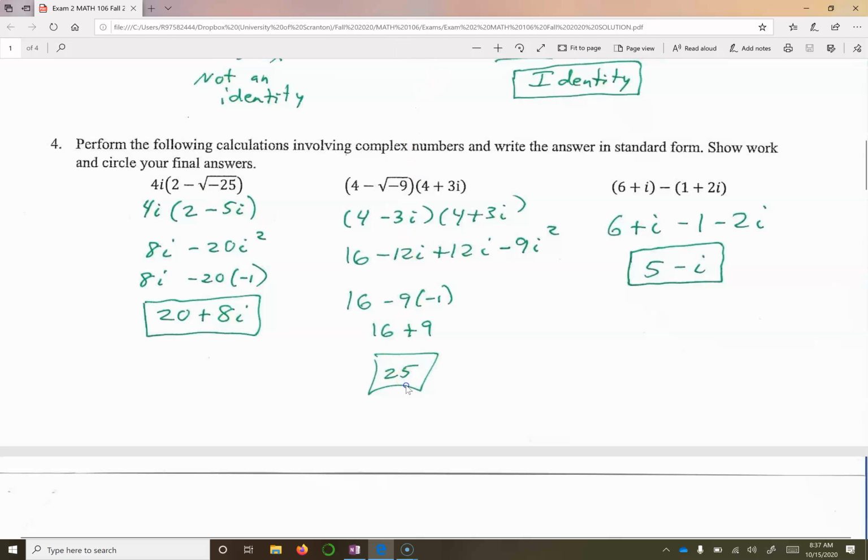This middle one ended up being just a real number, 25. And then the one on the right, again, some of the same people who made this mistake from quiz 1. I'm not asking you to multiply anything here. You're subtracting a quantity, 1 plus 2i, so you're just distributing the negative sign. And then that just becomes a very simple 6 minus 1 is 5, and then i minus 2i is negative i. So some people overthought that and thought you had to multiply.